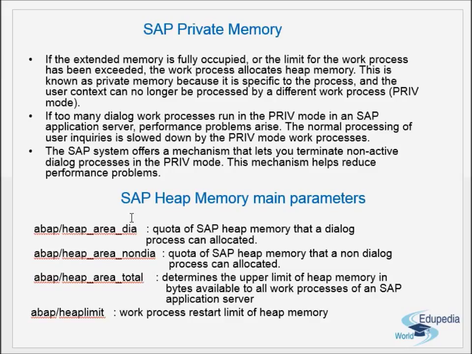Why is this known as private? Private means it's exclusive to that work process only. When a work process is assigned private memory, only that work process can access that private memory until it completes its full processing. So that memory will be withheld by the work process until it's completed. Okay, so that is about this private memory.